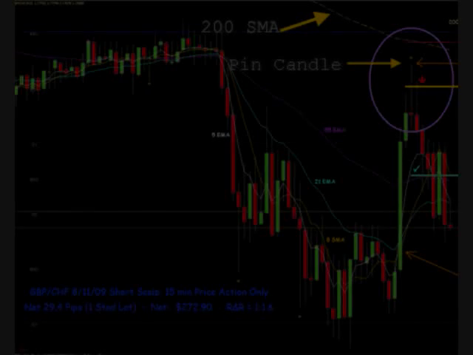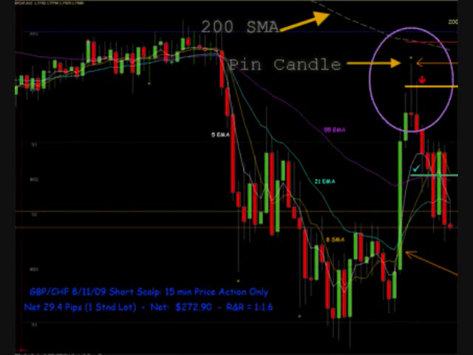Okay, so the first part of this strategy is to identify a pin candle. Basically, a pin candle is a candle with a long wick. This is also referred to as a hammer pattern or a hanging man pattern. A pin candle can be used to reveal the psychology of the market.